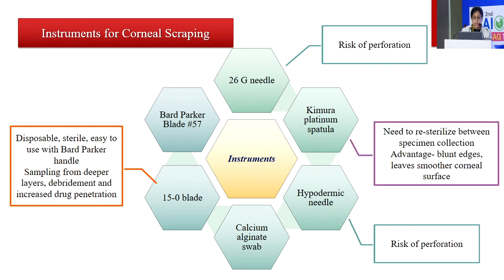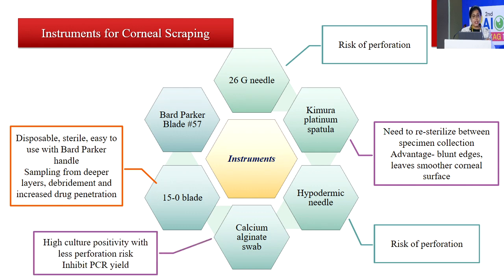Then if you look at the Kimura platinum spatula, again a very useful tool. However, you need to re-sterilize between specimen collection, because you have to collect specimens for Gram, for KOH, for bacterial culture, for fungal. Advantage is blunt edges and leaves a smoother corneal surface. Calcium alginate swabs soaked in appropriate transport media have a very high culture positivity. The disadvantage, they inhibit PCR yield in itself. However, they are associated with a lesser perforation risk.